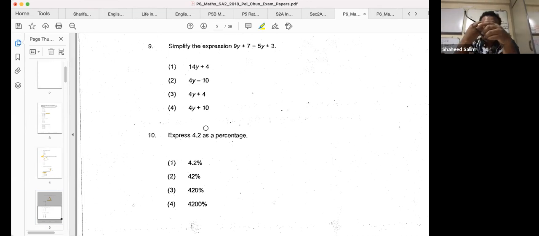I'll give you a clue about percentage again. Any fraction or decimal can be changed into percentage by just multiplying by 100. Okay, any decimal or fraction can be changed to percentage by just multiplying by 100. This is for question 9.